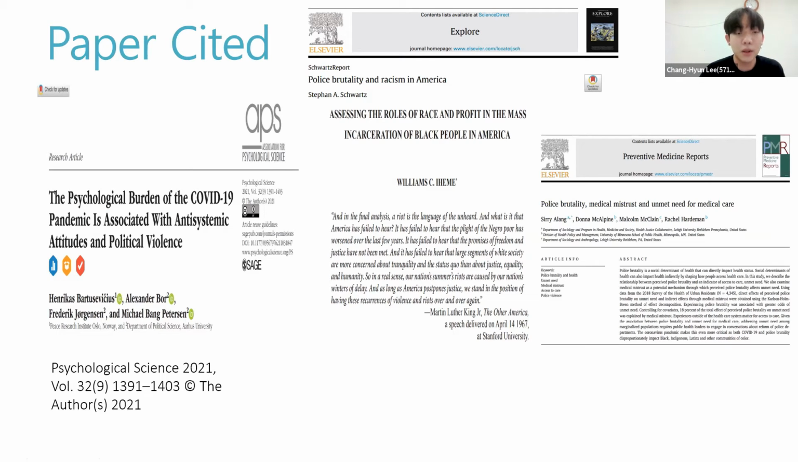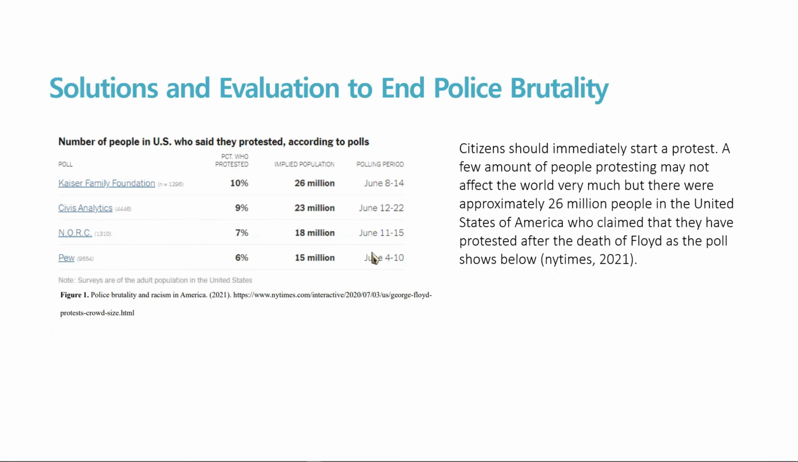to buffer the burden. In the aftermath of pandemics, recovery programs cannot be limited to the domains of public health and the economy. It is key to also repair the relationship between citizens and the political system. These are the solutions and evaluation to end police brutality. So as you can see on the left side on the image, citizens should immediately start a protest.